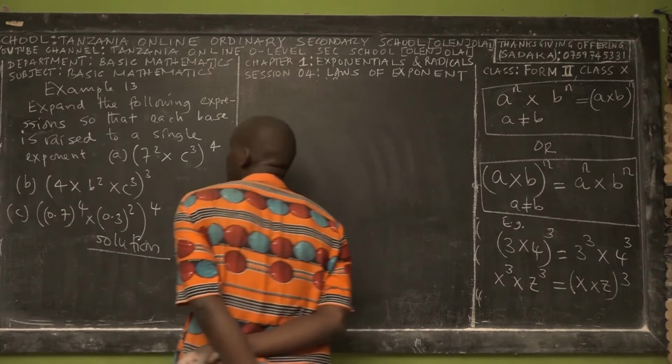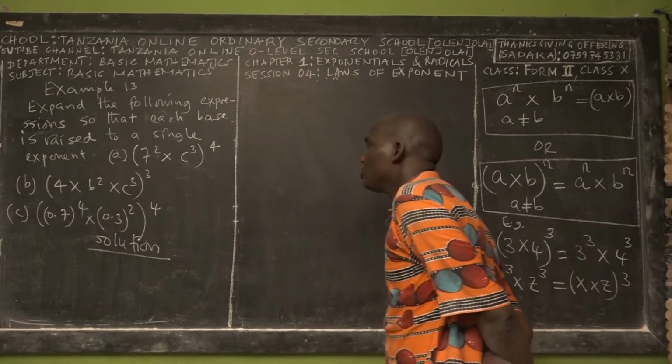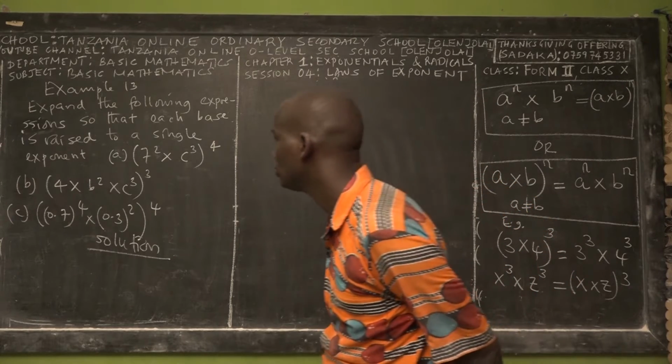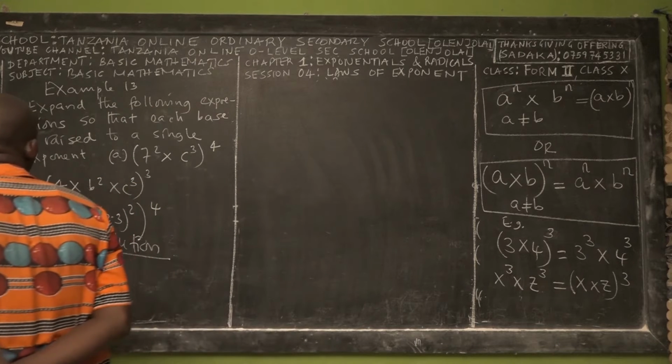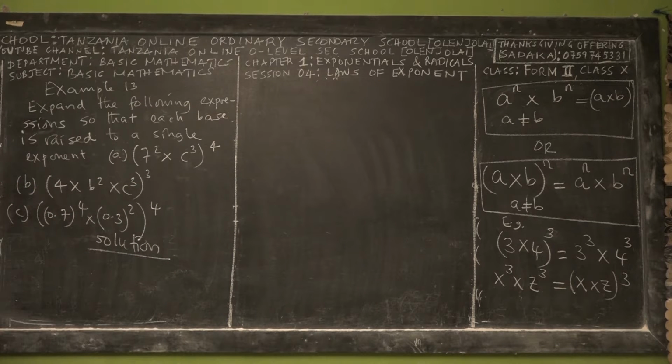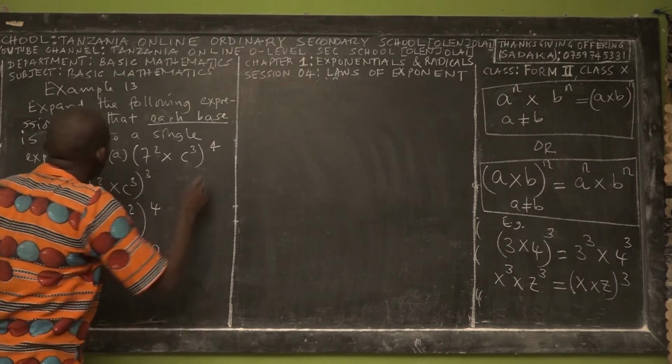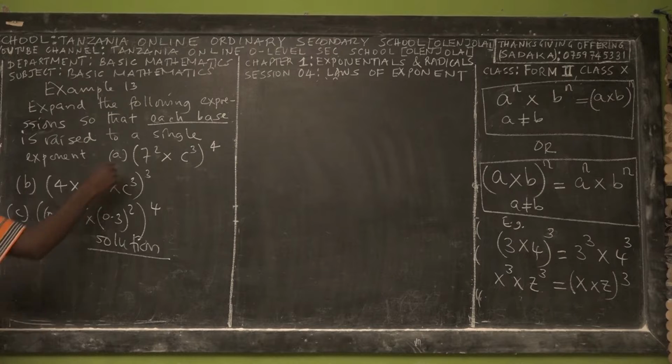Expand the following expressions so that each base is raised into a single exponent. That's the question. Expand the following expressions so that each base is raised into a single exponent. Each base. So understand the keyword is each base is raised into a single exponent.